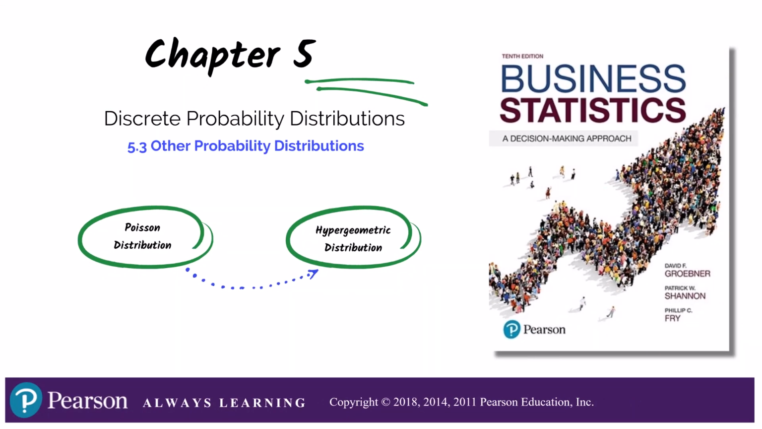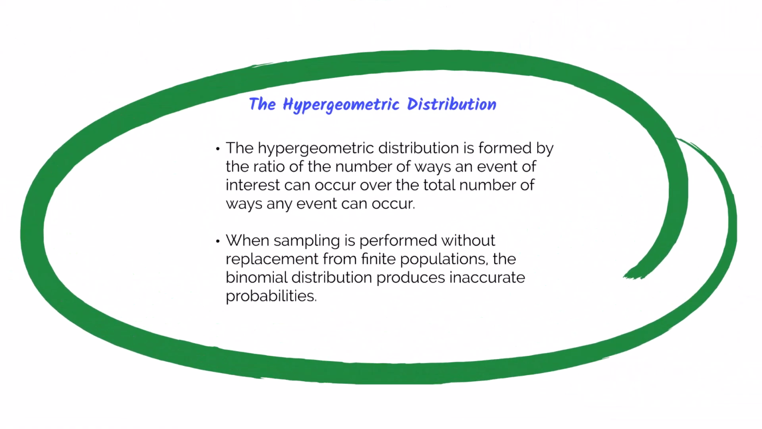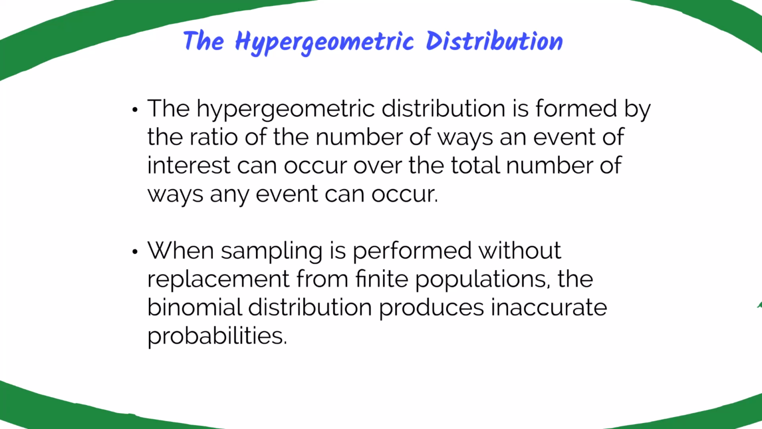As mentioned at the start of the video, we won't be covering the hypergeometric distribution in class. However, since it's covered in the textbook and I have used this distribution in practice, I wanted to at least go through some of the key points. The hypergeometric distribution is formed by the ratio of the number of ways an event of interest can occur over the total number of ways any event can occur.